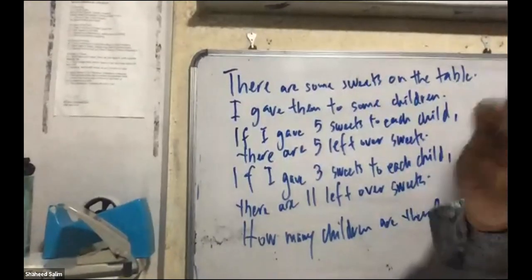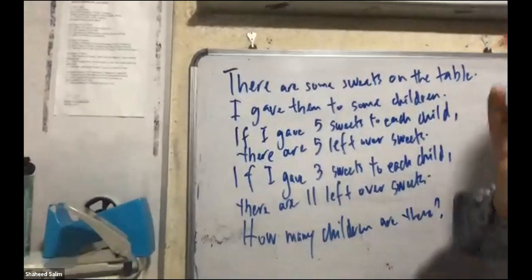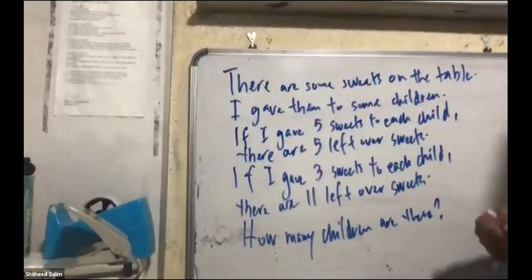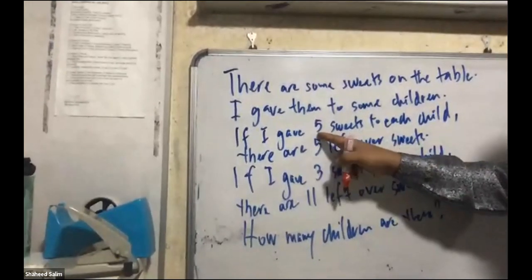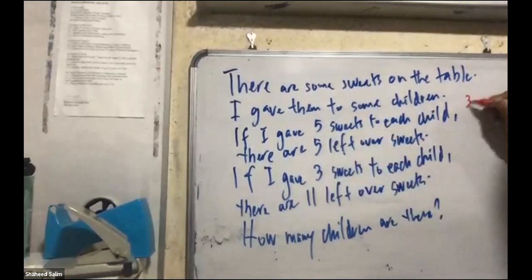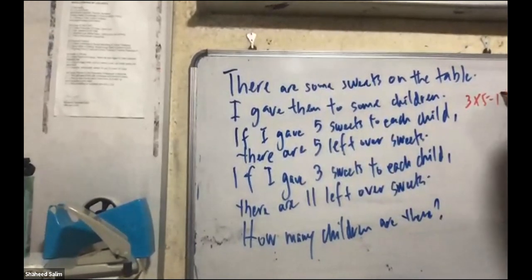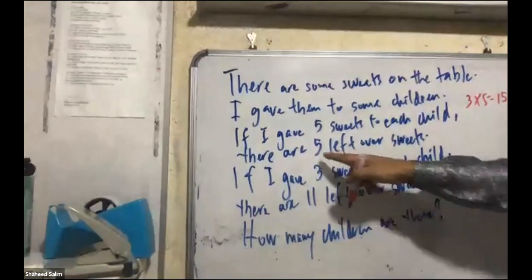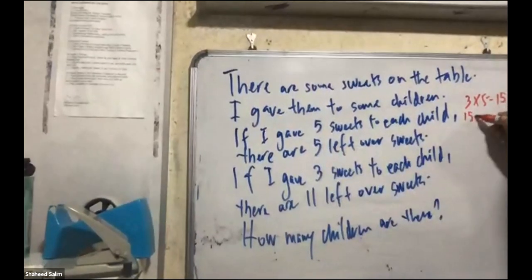Guess. 3. Okay, 3. Well done. She guessed correctly. So let's say she guessed 3. Of course, I'm giving her the answer. Let us try. If there are 3 children, and each child gets 5 sweets, that means 3 times 5 gives you 15. And then they say 5 are left over. So 15 plus 5 means there are 20 sweets.